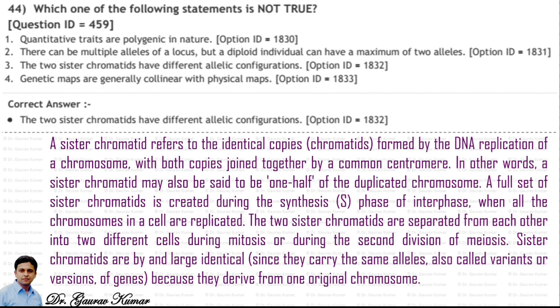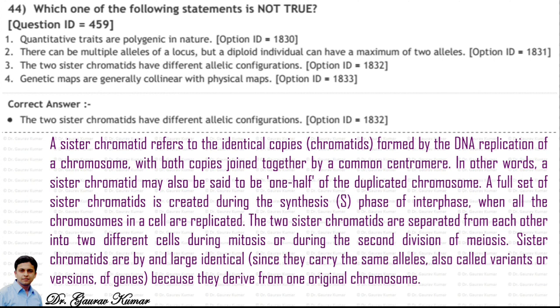I'll just read the explanation. A sister chromatid refers to the identical copies, that is chromatids, formed by the DNA replication of a chromosome, with both copies joined together by a common centromere. In other words, a sister chromatid may also be said to be one half of the duplicated chromosome. A full set of sister chromatids is created during the synthesis or S phase of interphase, when all the chromosomes in a cell are replicated.